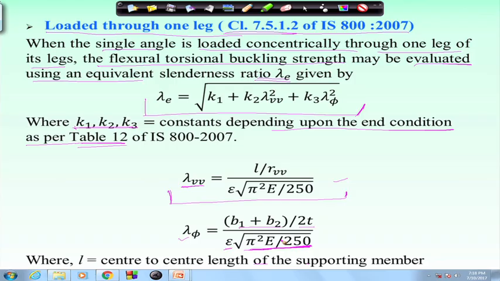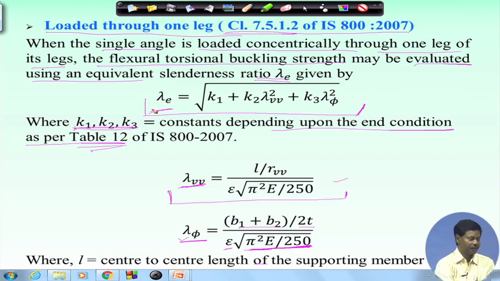So, if we can calculate lambda vv and lambda phi, and if we find out the values of k1, k2, k3 from Table 12, then I can find out the equivalent slenderness ratio lambda e, which is given as lambda e equal to square root of k1 plus k2 into lambda vv square plus k3 into lambda phi square.